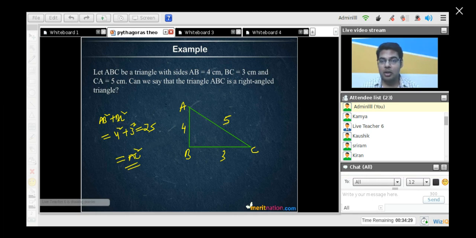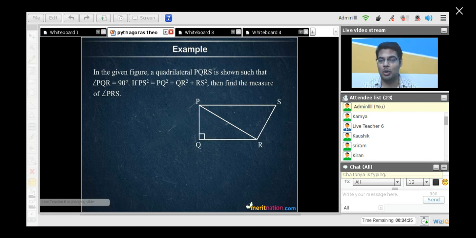So all of you, any doubt in this question? You don't have any doubt, I know that. So let us proceed to the next question. In the given figure, a quadrilateral PQRS is shown such that angle PQR is 90 degrees. If we have PS square equals PQ square plus QR square plus RS square, find the measure of angle PRS. This is also one of the very simple examples. This question can be asked, right? It is a very simple question, but still it can be asked.